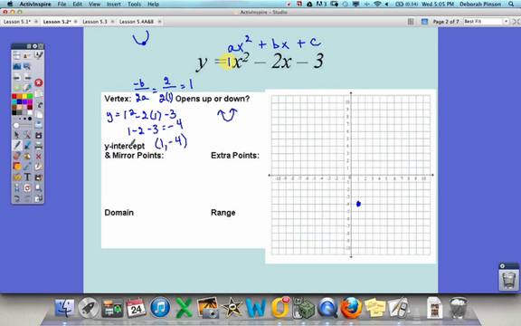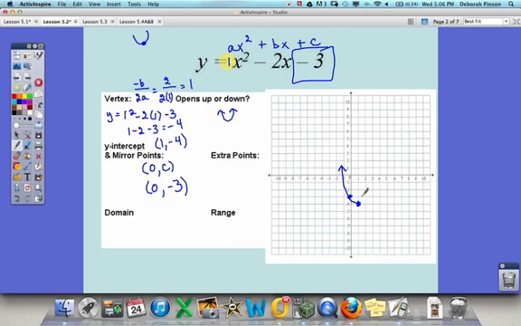And then to find your y-intercept is going to be at 0, c. So in my case, 0, negative 3. Okay, so let me graph that. 0, negative 3. Now that means this is one side of my parabola.